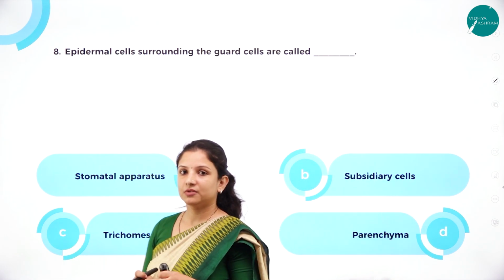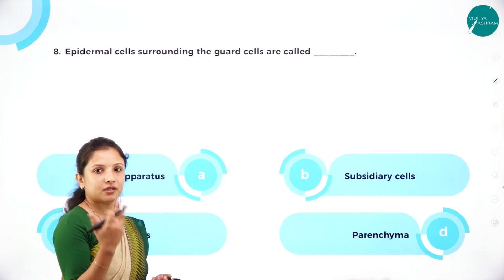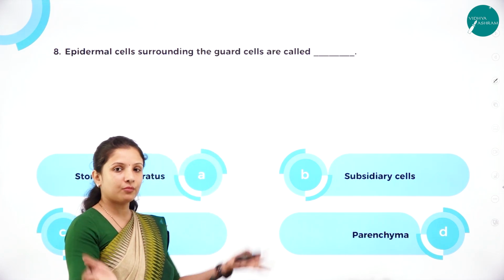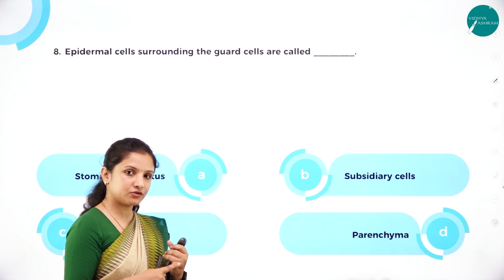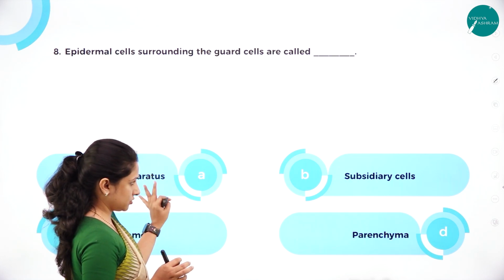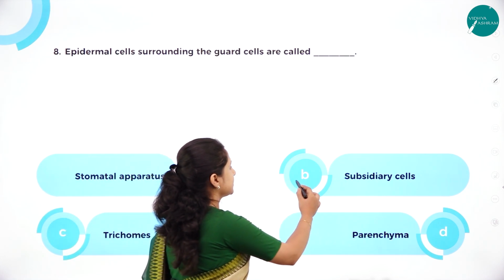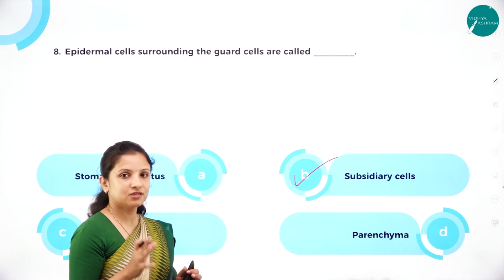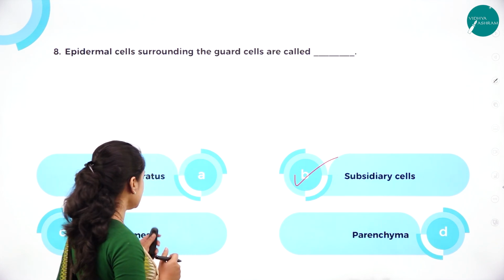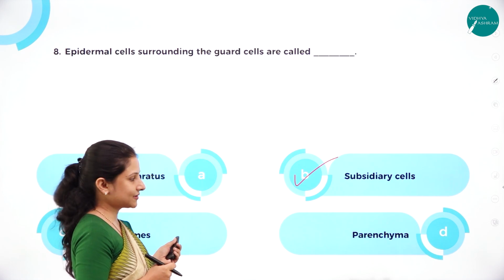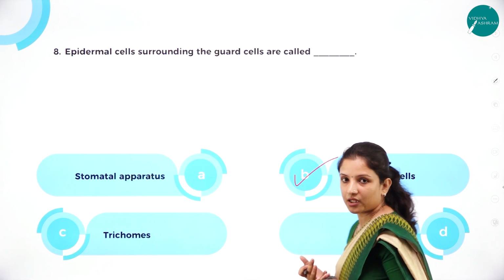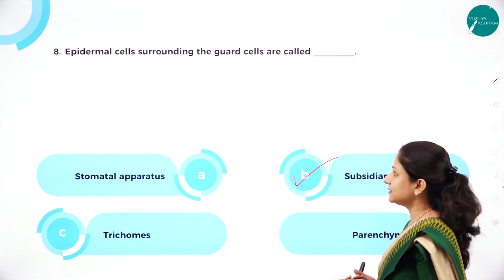There are some epidermal cells which are present right adjacent to or surrounding the guard cells. They are called. Stomatal apparatus, no. The entire stomata we call a stomatal apparatus, which consists of the subsidiary cells and the guard cells and all that. So that option is wrong. It's the subsidiary cells. Epidermal cells present around the guard cells we call subsidiary cells. Trichome, no, because trichome is a stem hair. Parenchyma, of course, they are parenchymatous, but there is a particular name for that. It is called subsidiary cells.